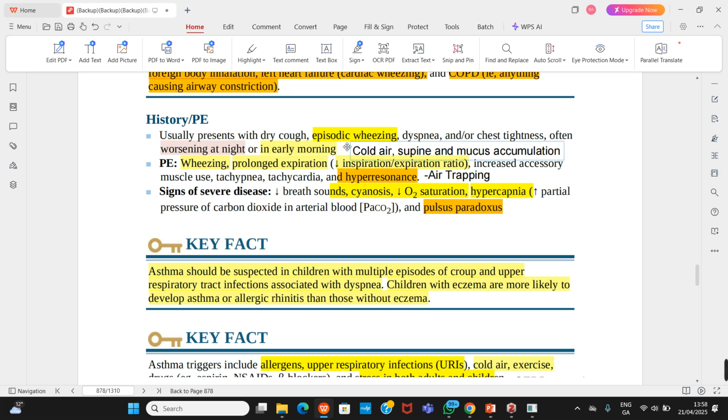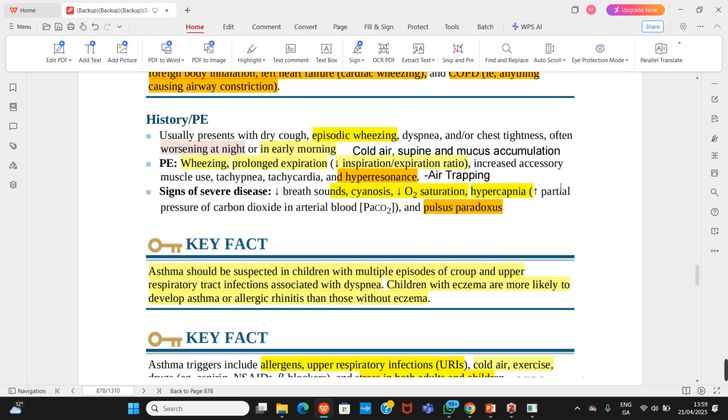Usually these symptoms, these four things that we have said, can worsen at night or very early in the morning. When we examine and pick up the wheezing, we notice that the time they spend in expiration is much longer than in inspiration. Of course, we know that because there's resistance during expiration, so it takes a long time for them to get air out, rather than to get air in.